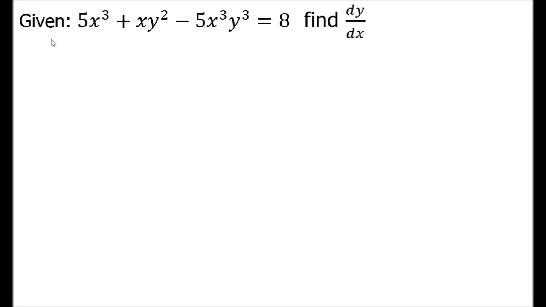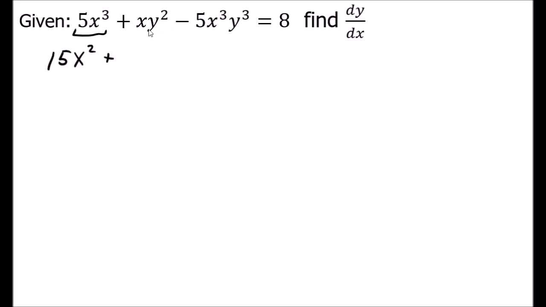Let's use implicit differentiation to find the derivative of this fabulous looking function. So I'm just going to find the derivative of each term. Now the first term is pretty simple. That's my power rule, 15x squared.